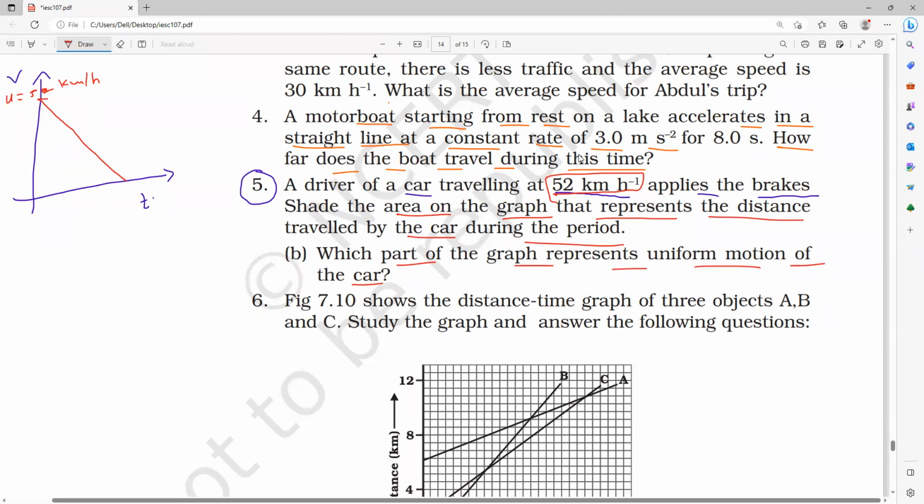And actually, this question is missing information. There is no information about time. Have you noticed it? So it is not possible to find the answer at all. Yes or no?